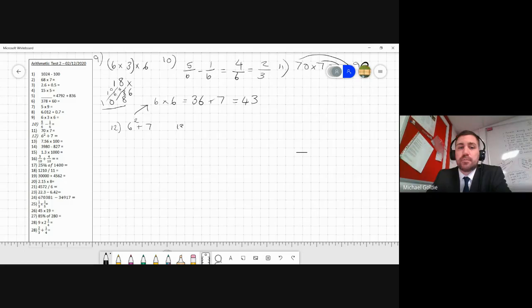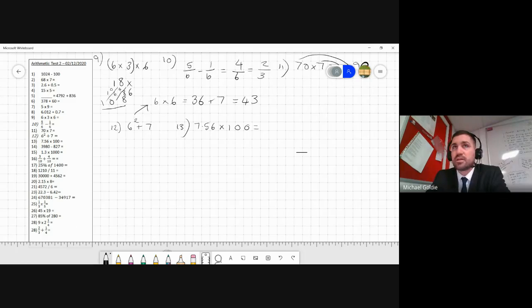Number 13. 7.56 times 100. Now, there are different ways of showing this. By year 5 and 6, we expect them to have known place value, but the quicker way of doing this for us is look at the 100. It's going to become 100 times bigger. This number is going to become 100 times bigger. Now, I know the decimal place doesn't move, but what we're going to do is it's going to hop forwards a couple of places. It's the quickest way to answer these questions.